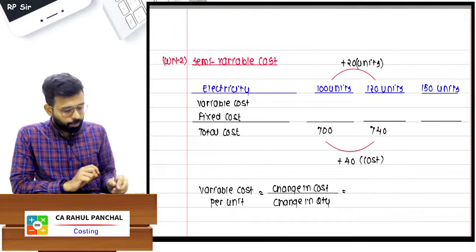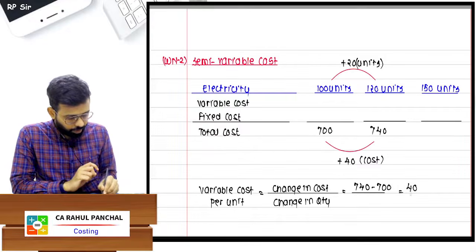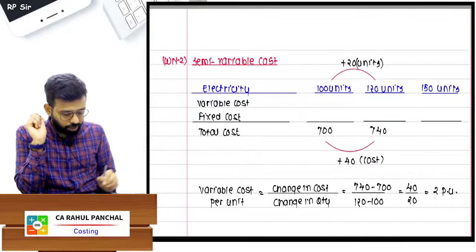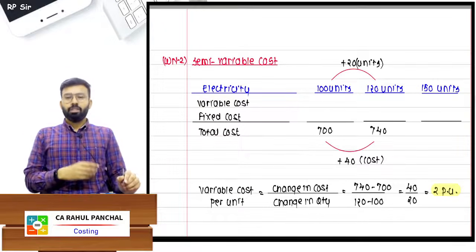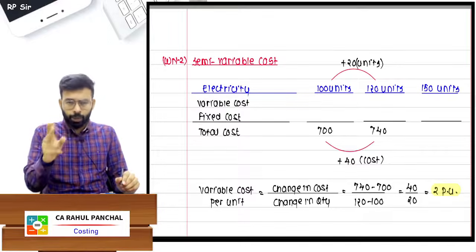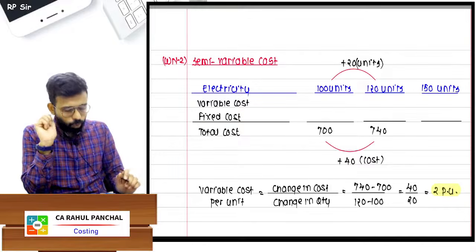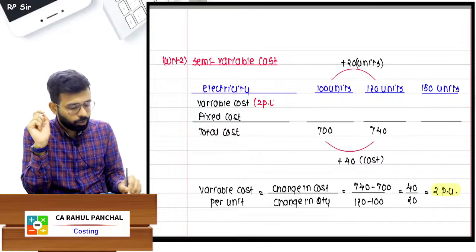So the cost has increased by 40 rupees when your quantity has increased by 20. So it means as and when you have produced one extra unit, you have incurred 2 rupees for that extra unit. So this is your variable cost per unit. When you produce 20 units, you have incurred 40 rupees. Simple as that. Now, once you get this rate of 2 rupees per unit, it can be written over here. Your variable cost is 2 rupees per unit.